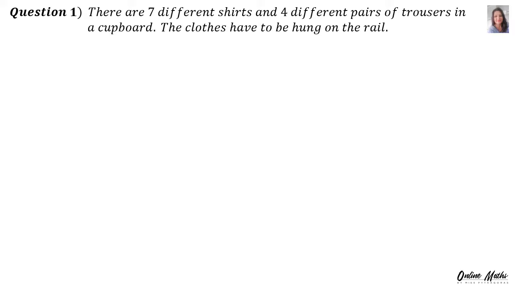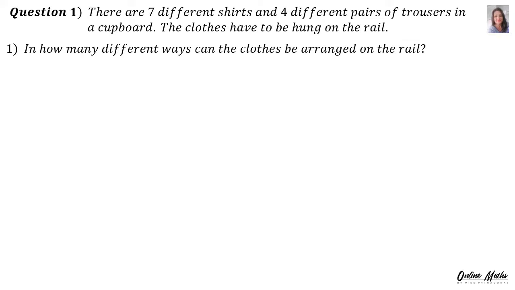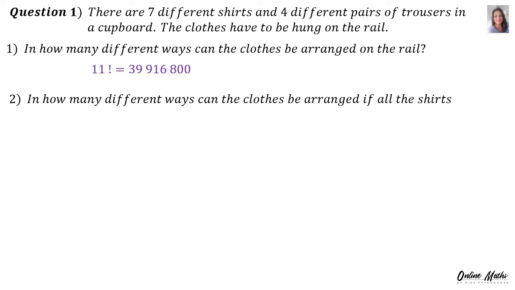Question 1. There are 7 different shirts and 4 different pairs of trousers in a cupboard. The clothes have to be hung on the rail. Question 1. In how many different ways can the clothes be arranged on the rail? Now, do you agree? There's 7 shirts, 4 trousers. Therefore, we say 7 plus 4 is 11 factorial. And the answer you find there is 39,916,800.